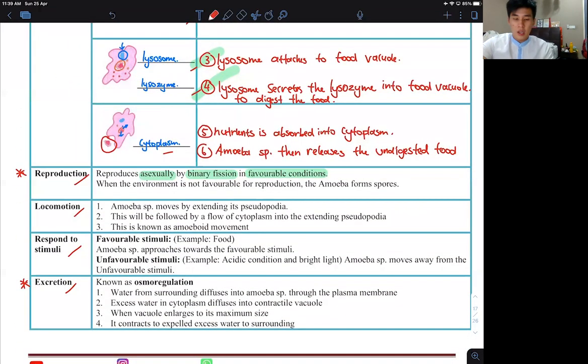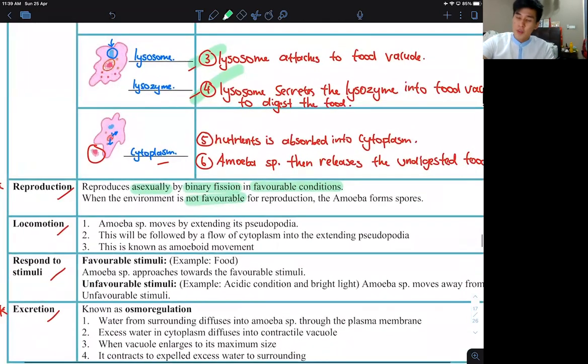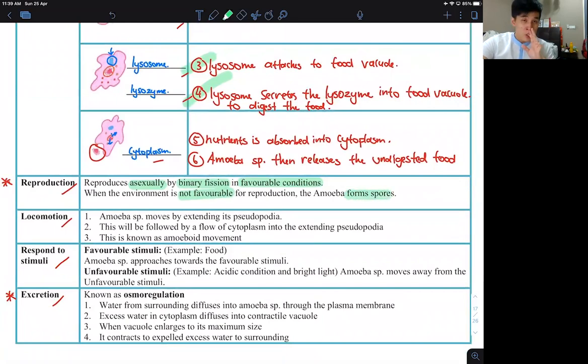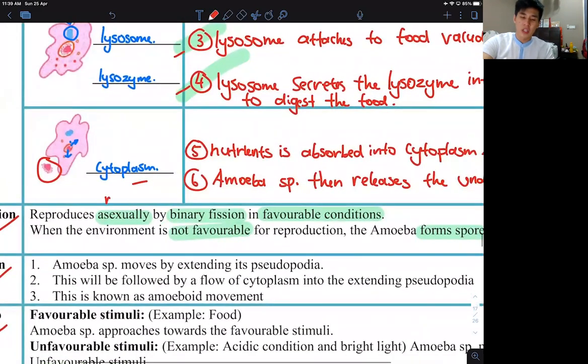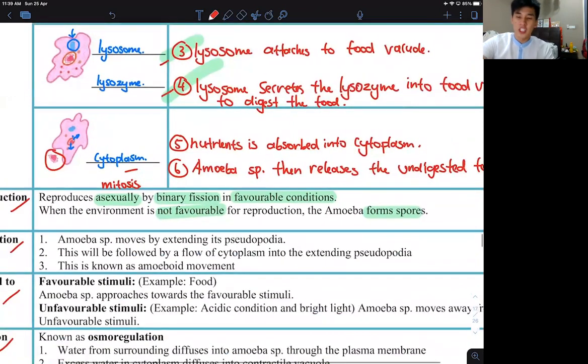And then when the environment is not favorable, so let's say the surrounding is the opposite, very hot, not enough water, too acidic, they will reproduce by forming spores. Spores are like their eggs. These spores will wait until the condition is suitable, then they come out again. Do they undergo meiosis or mitosis? Definitely mitosis. Asexual, no meiosis. It's definitely mitosis, because it's just a simple cell division process, one becomes two. So no meiosis in them. Unicellular organisms are all mitosis, because no sperm, no ovum involved.